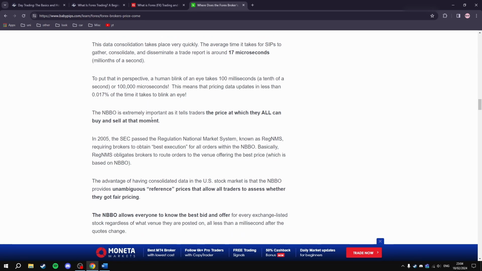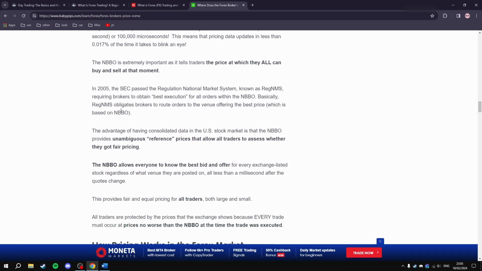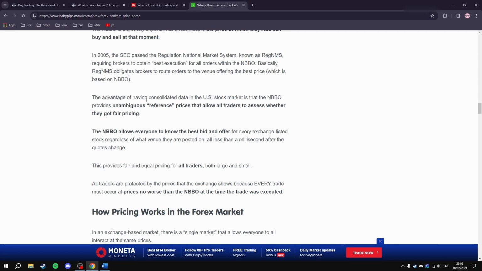The NBBO is extremely important as it tells traders the price at which they all can buy and sell at that moment. In 2005, the SEC passed the Regulation National Market System, known as the Reg NMS, requiring brokers to obtain best execution for all orders within the NBBO. Basically, Reg NMS obligates brokers to route orders to the venue offering the best price, which is based on the NBBO. The advantage of having consolidated data in the US stock market is that the NBBO provides unambiguous reference points that allow all traders to assess whether they got fair pricing.